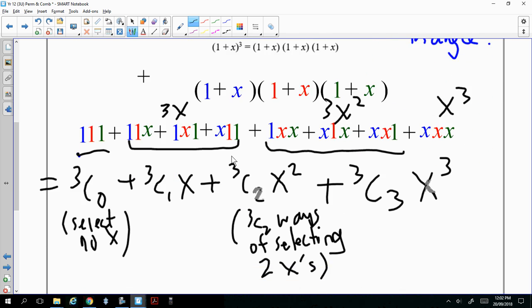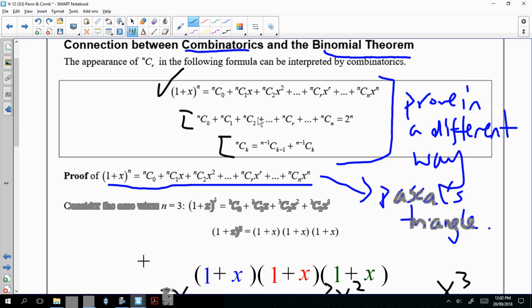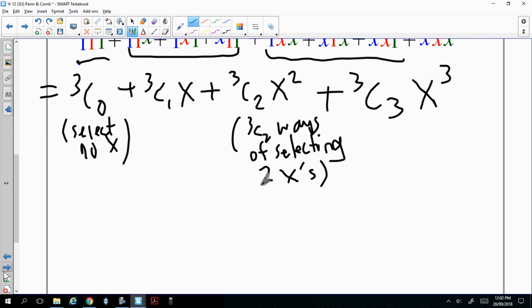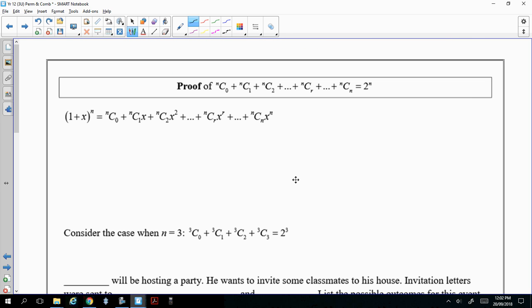In fact, any binomial theorem formula can be explained in terms of counting. It's just a matter of how you think of it. Okay, good. Let's look at the next formula. The proof of this, hopefully you know how to prove it.